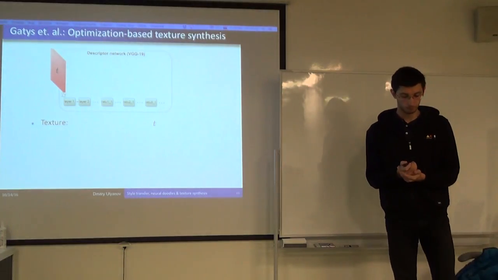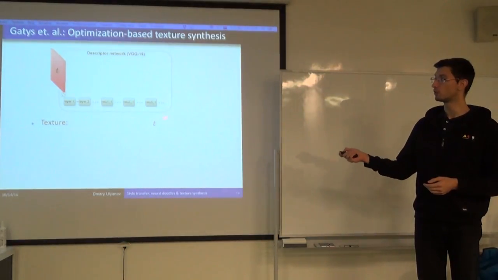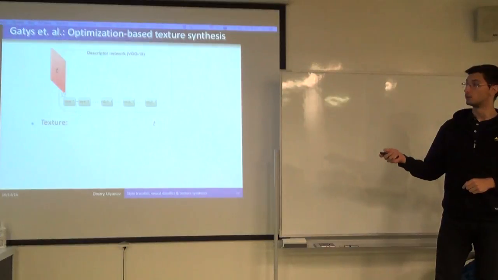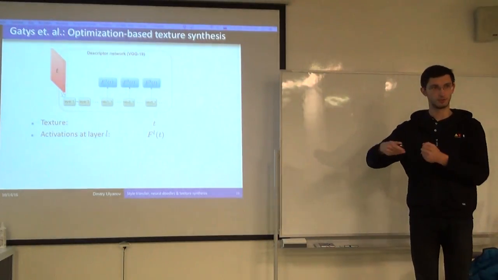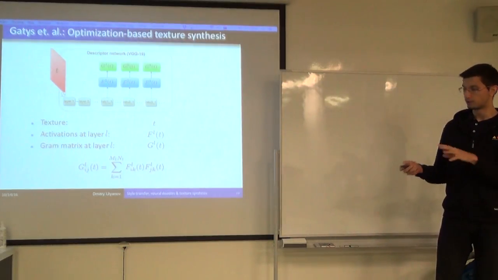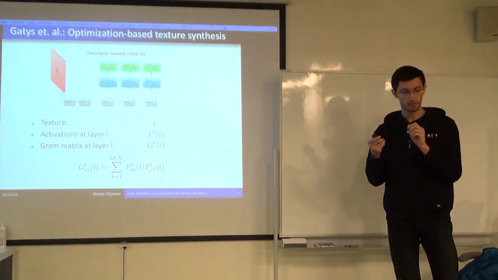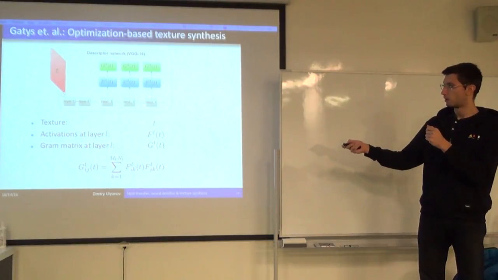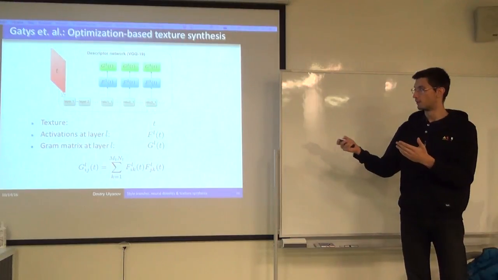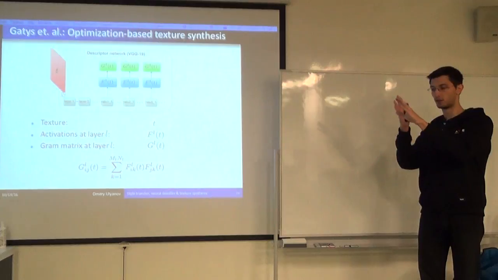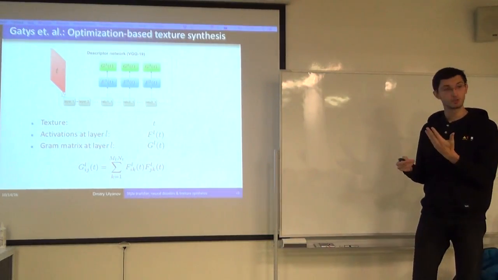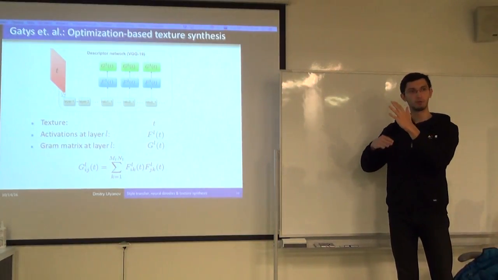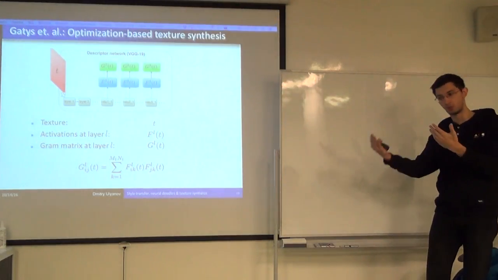What these guys from Tübingen proposed is to do the following. You take a VGG network with fixed weights. Okay, we are discussing texture synthesis right now. You take a texture, you pass it through the network, and you obtain an activation set at some layers. And then you take these activations and you calculate correlations between the feature maps. So for example, assume you have 512 convolutions on this layer, then your activation is of size 512 by height by width, and then you calculate the correlation between feature maps. And these correlations, usually called Gram matrices, are of size 512 by 512, where the i-th j-th element is a correlation between the i-th and j-th feature map.